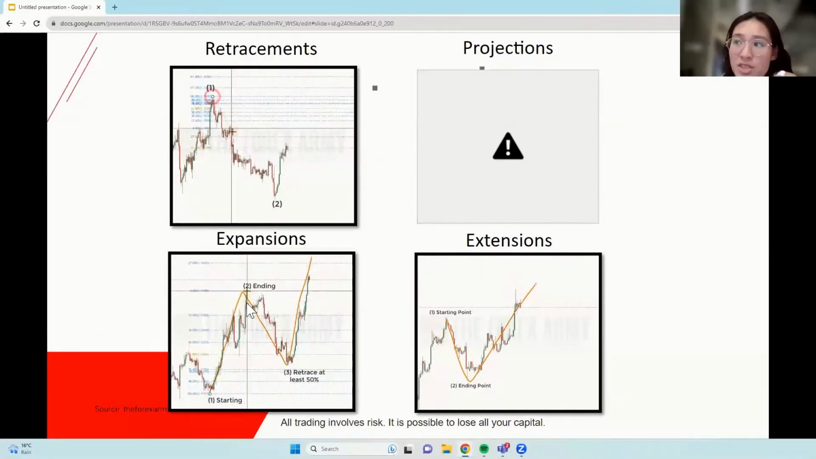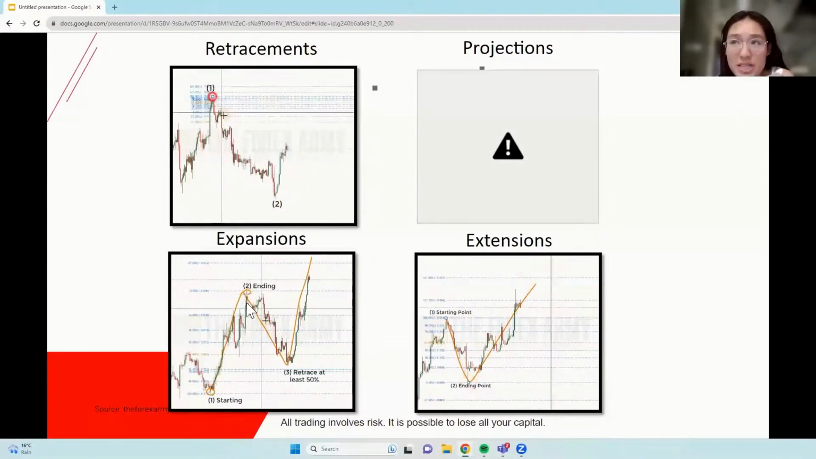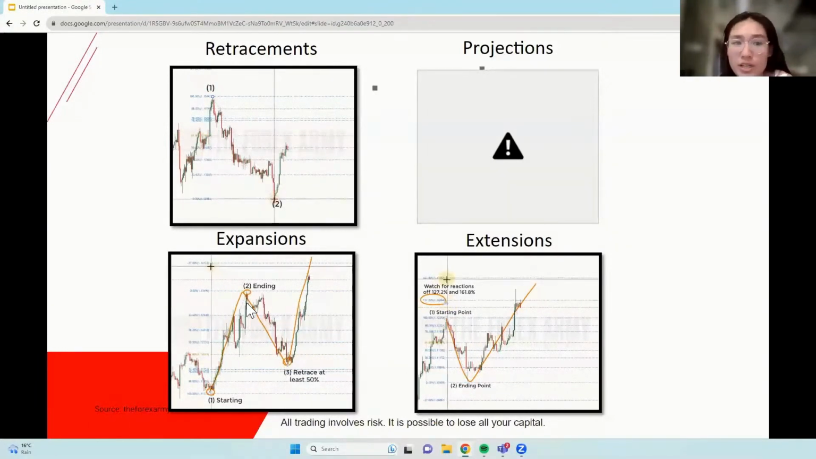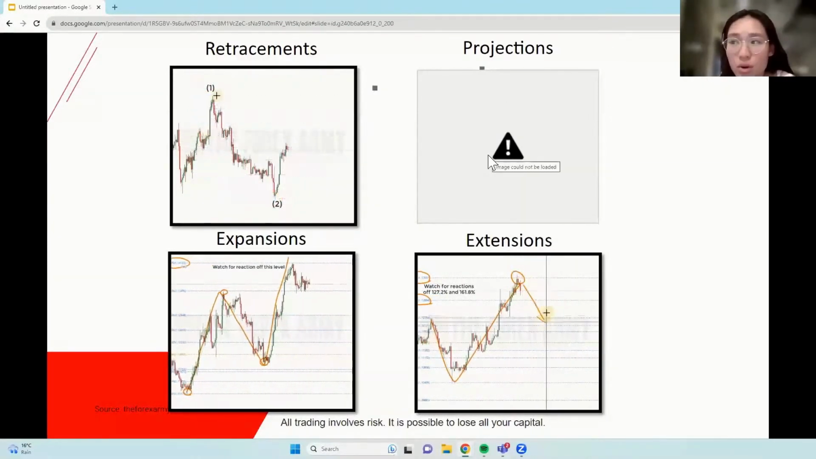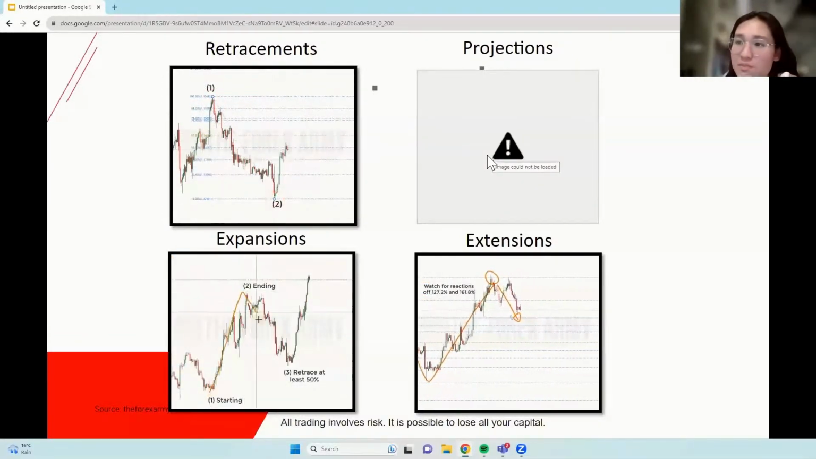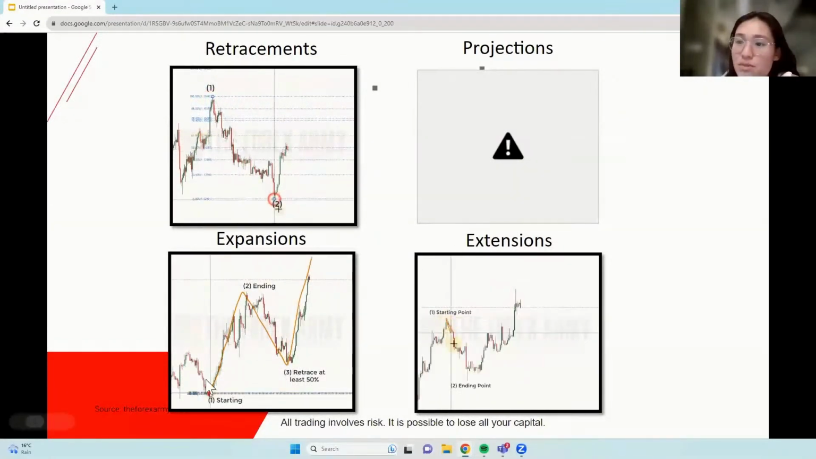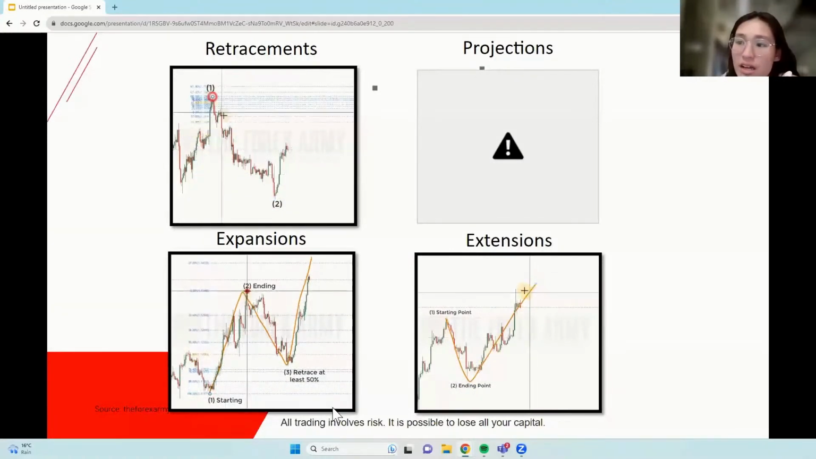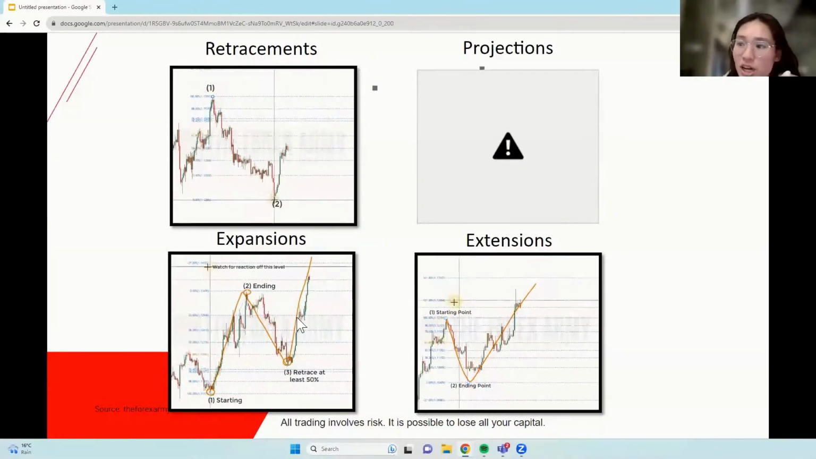For expansions and extensions, these both use the Fibonacci retracement tool on TradingView and on MT4 as well. Only the projections one requires 3 points, and then we use the Fibonacci extension tool. It's a bit confusing at the start, but basically for these three, we use the same tool, the Fibonacci retracement tool. We have a starting point here and an ending point. And our third point is just to make sure that we retrace at least 50% of the chart.